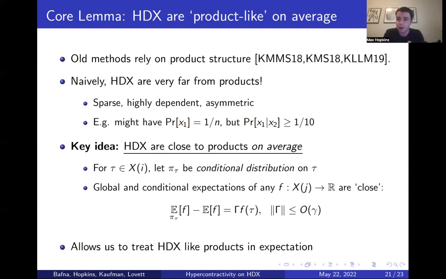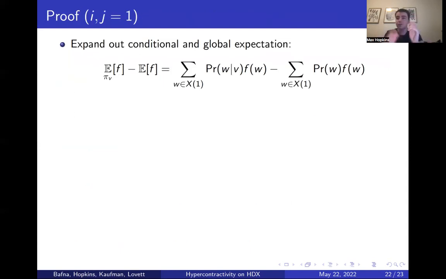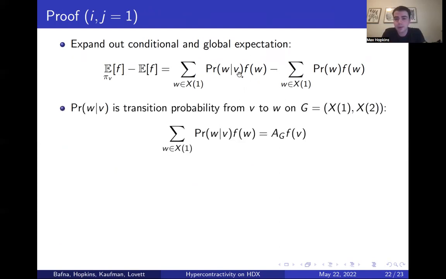And that's really the key to getting these new hypercontractivity theorems on these more general sets of objects. Okay, I want to very quickly go over the proof, since it's very simple, at least for the special case i equals 1, j equals 1. The proof here is really you just expand out this expectation into these two sums, and you observe that this first sum is really just the transition probability, or applying the underlying random walk on your graph.